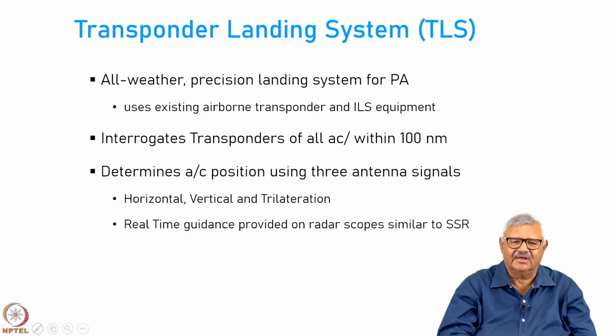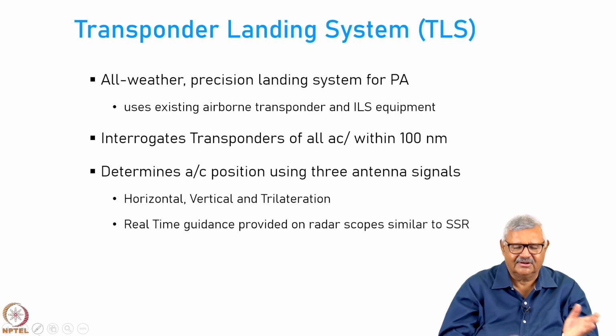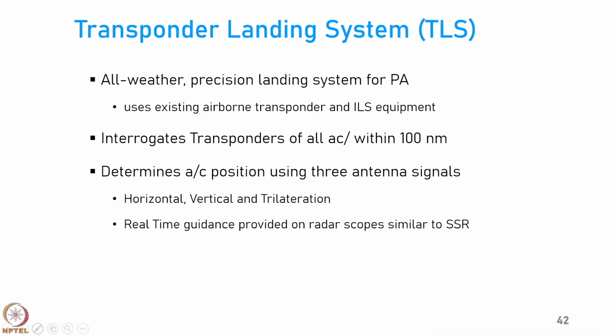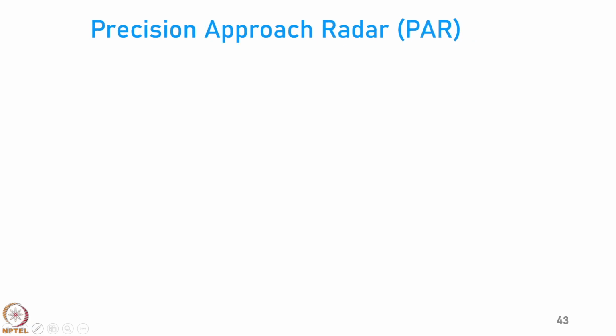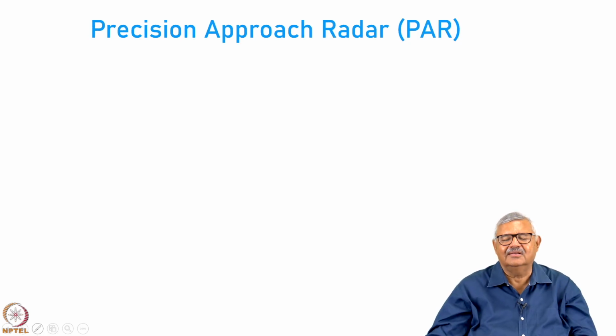It determines the position of the aircraft using 3 antenna signals: horizontal, vertical and trilateration. It provides you real time guidance on a radar scope similar to the secondary surveillance radar. So, this is used where ILS is not available or S-band satellite based navigation is not possible. It is used when there are short runways, obstacles, constraints because of real estate, or water bodies near the airport, and at airfields located near the Arctic Circle or equator, where other systems do not work very efficiently.